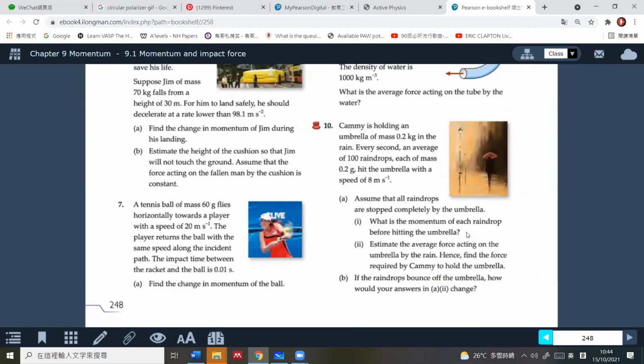If you have the book with you, you can turn to page 248. If you don't have your book, you can see the screen. Question number 10, which is about the ring. Let's do this question. I will give you 3 minutes, and I will ask you to turn on your screen.